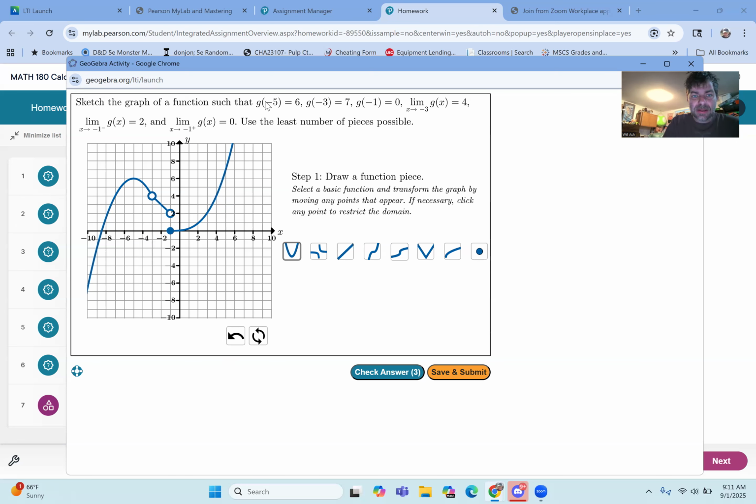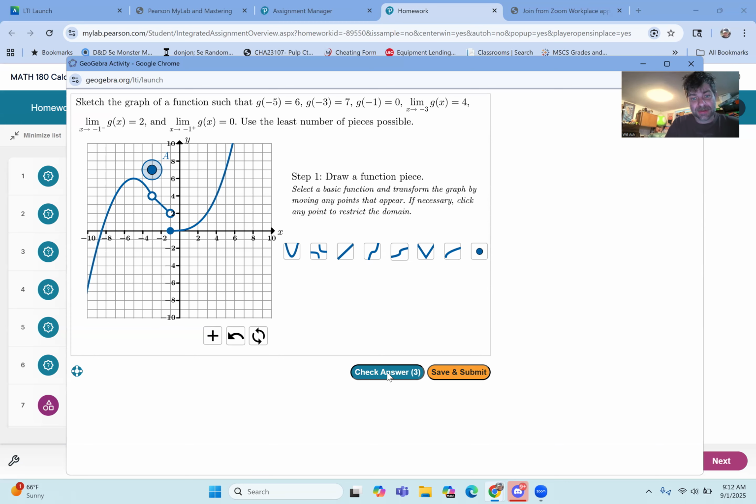All right, let me see. G of -5 is 6. Yep, I got that. G of -3 is 7. Oh, no, I don't have that. So I'm going to need to add this point right here at -3, 7. Okay. G of -1 is 0. Sure is. Limit as x approaches -3 is 4, so that's from the left-hand side, and the right-hand side, I've got 4. Limit as x approaches -1 from the left-hand side, from less than -1, is 2. That's what I got. And from more than -1, we're going to 0. That's what I got.